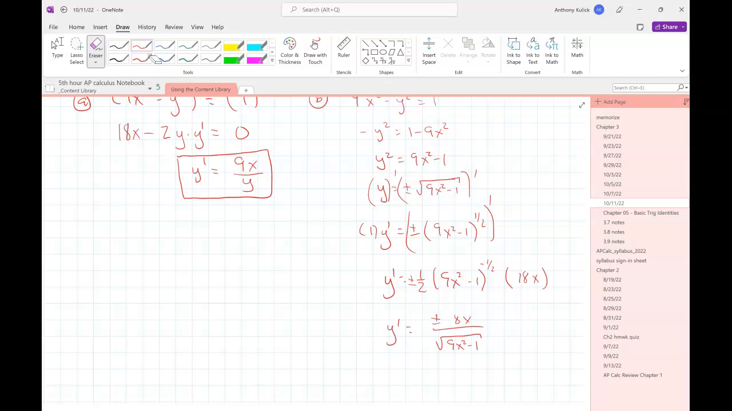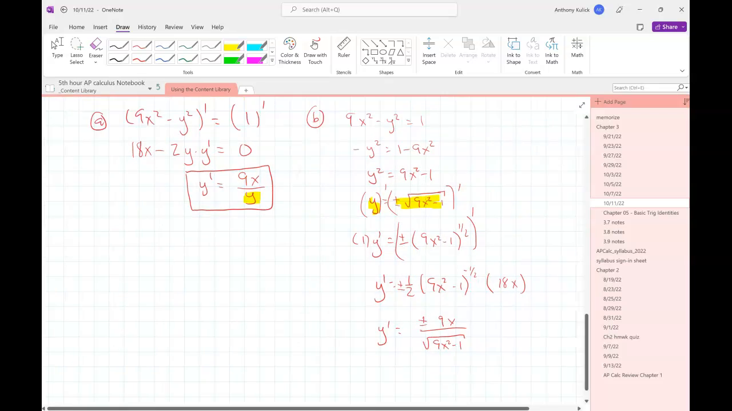Oops, that should be 9x, right? Because the 1/2, I forgot it. There we go. And if you notice, if I take what y is equal to and I substitute it in here, what am I going to have? The exact same things, right? So those are equivalent, so I should feel pretty good about having done that correctly.